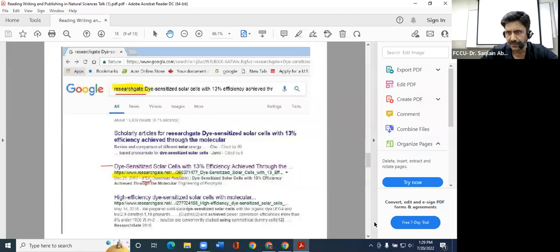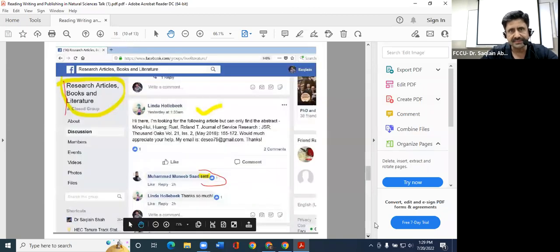Another way is there are certain groups on Facebook and social media. For example, the one that you are looking on the screen, it is by the name of Research Articles, Books and Literature. If you are on Facebook, you can join this group, and all you have to do is, whenever you want to find a paper, just put this kind of query over here.